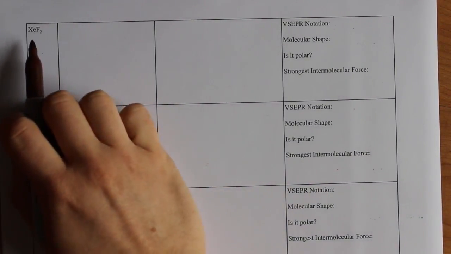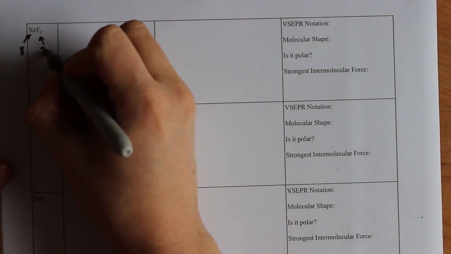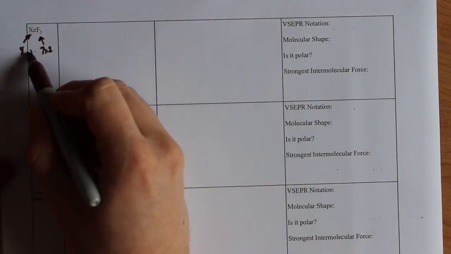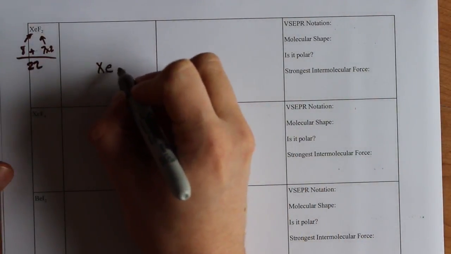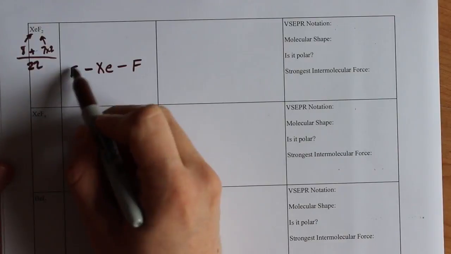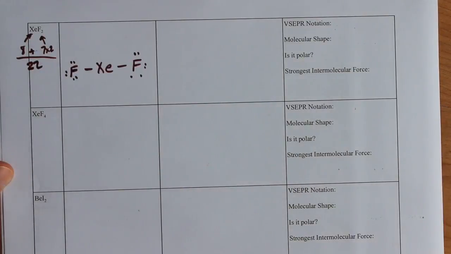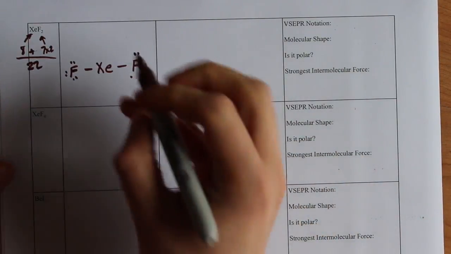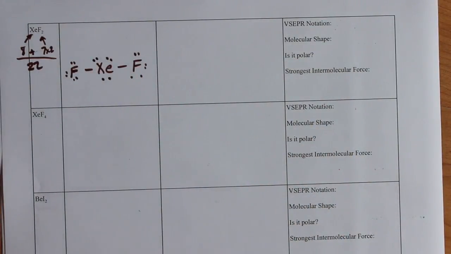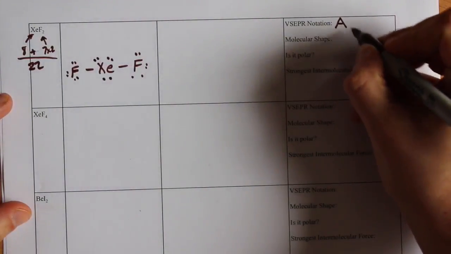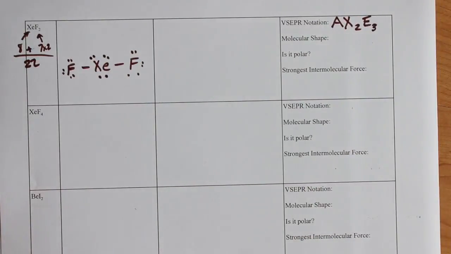XeF2. Xe, xenon, is a noble gas and so brings 8 electrons each. And the fluorine, a halogen, brings 7 electrons each. When you add 14 and 8, you end up with 22. So let's put our xenon in the center, and we'll put a fluorine on either side. We fill the octets of fluorine, and we end up with 16 electrons total so far. We need 22. 18, 20, 22. That's 3 lone pairs on the xenon. That is A for the central atom, X2 for the 2 atoms, and E3 for the 3 lone pairs.